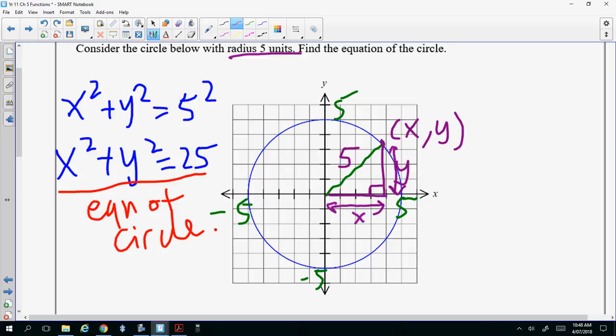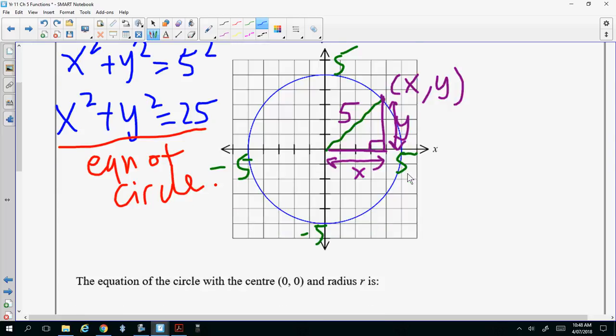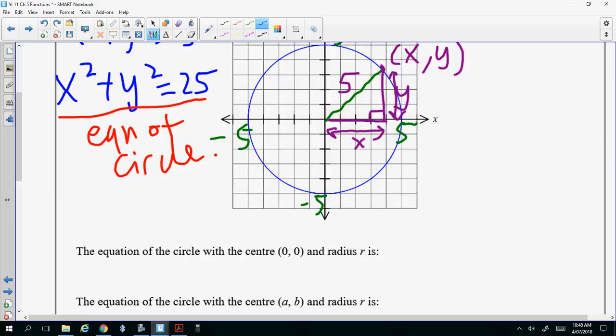Now, we can generalize this to any circle of radius r. So, as long as the center is at the origin, the equation of the circle is x squared plus y squared equal to r squared.